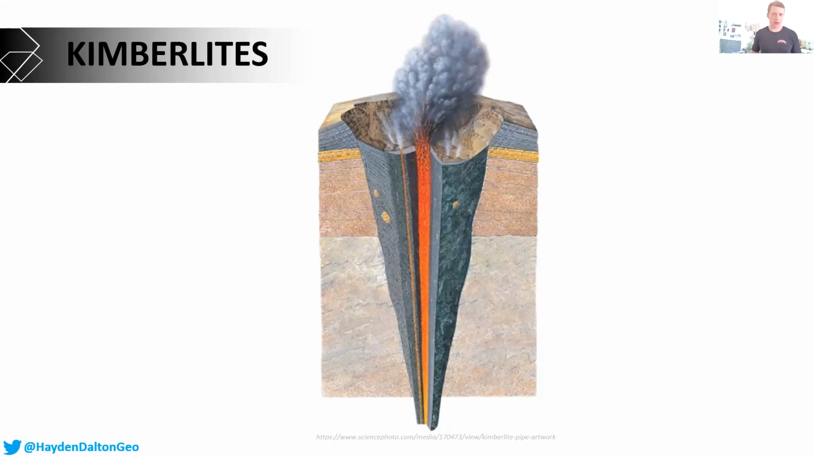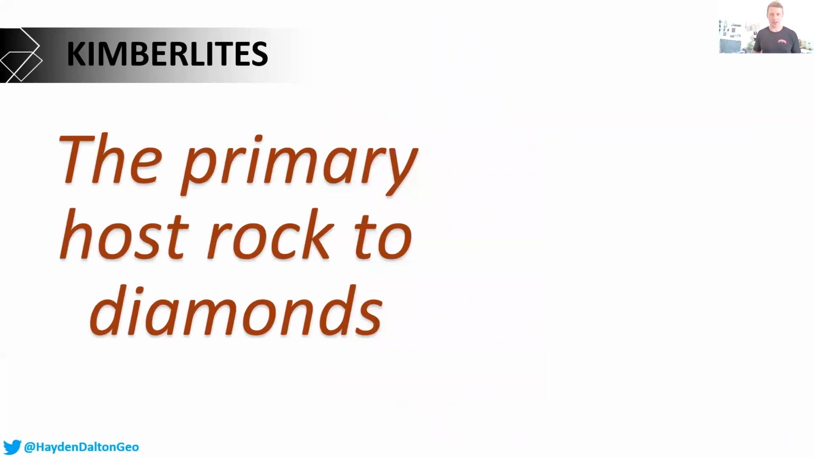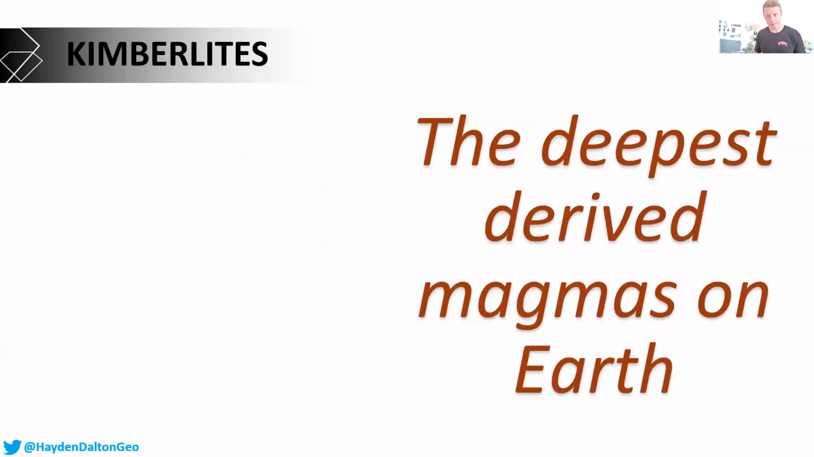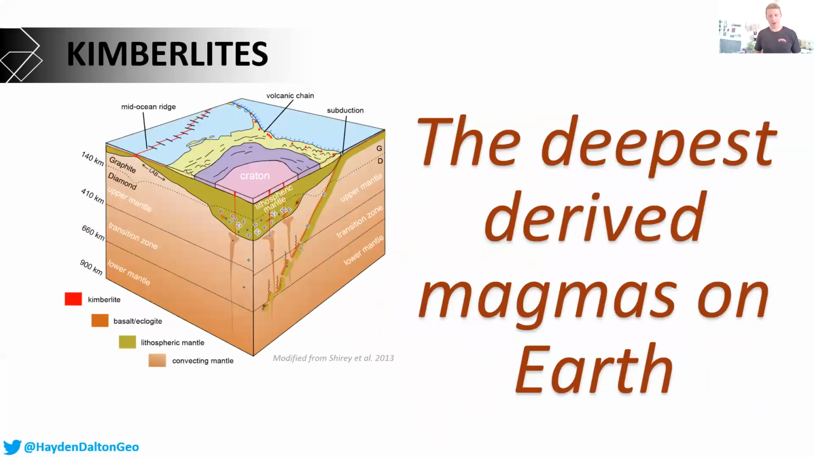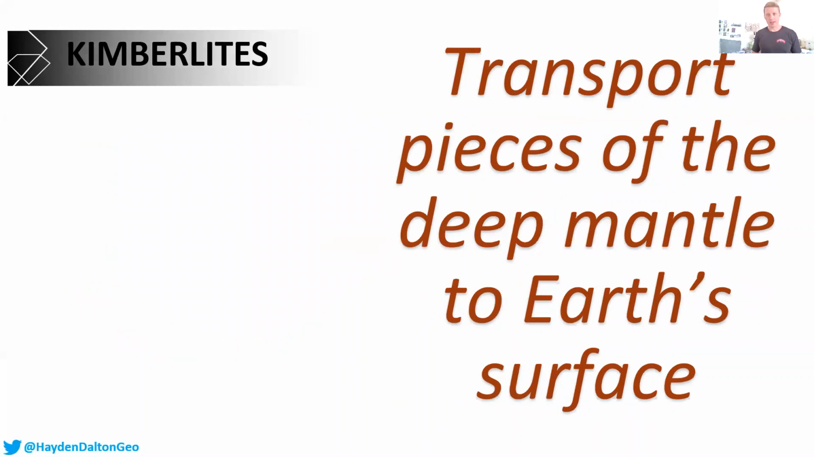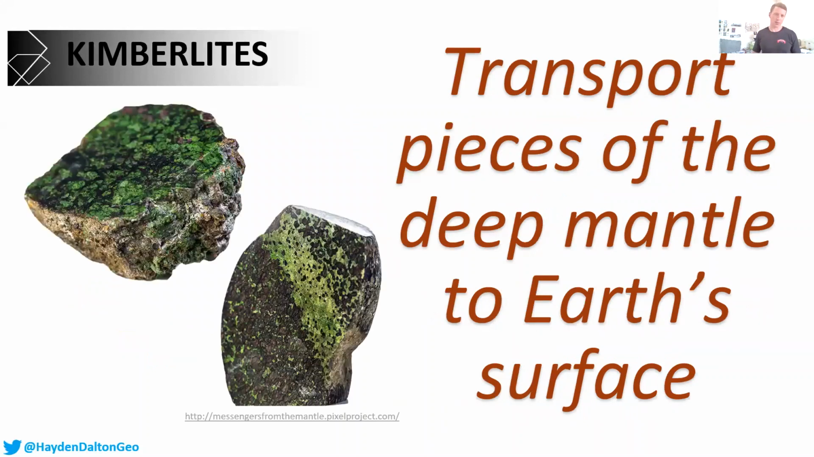They're interesting for a number of reasons. The top three we're going to go through now. The first, of course, is that kimberlites are the primary host rocks to diamonds, and here we have an example of a diamond from Botswana. Kimberlites are also the deepest derived magmas on Earth, coming from a depth of at least 200 kilometres beneath our feet. And with that, they also transport pieces of the deep mantle to Earth's surface where we can study it in more detail. And some of these xenoliths can be up to a metre in diameter.